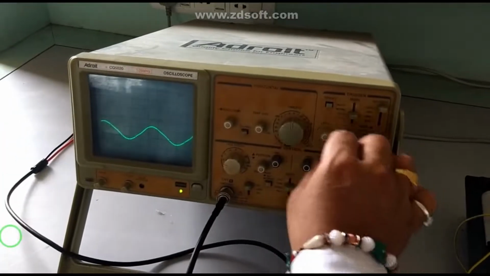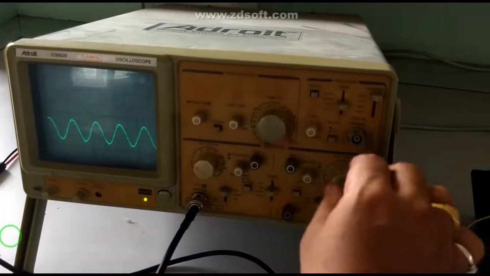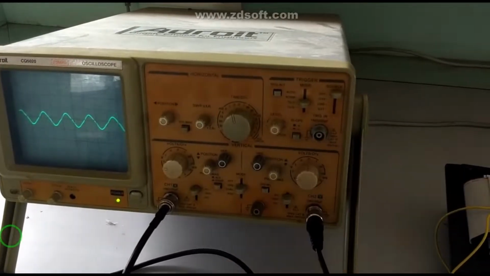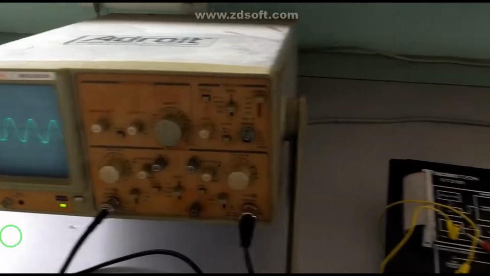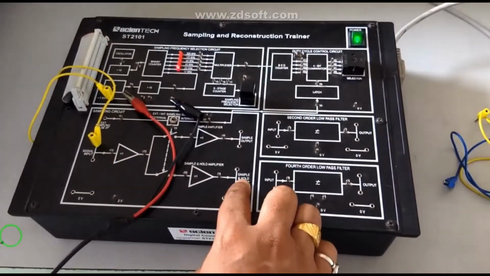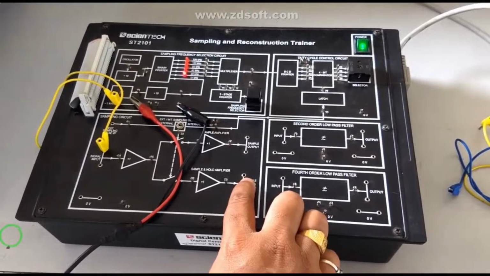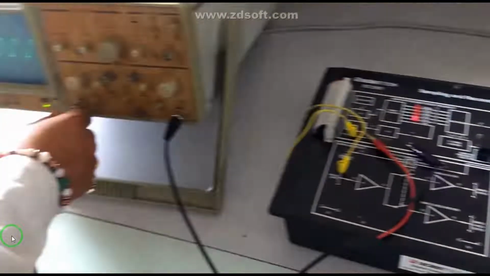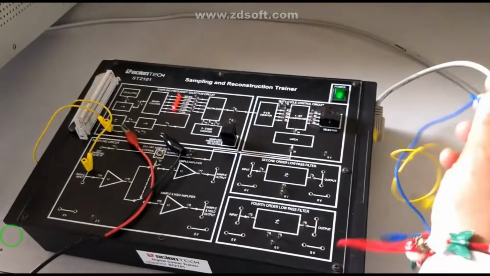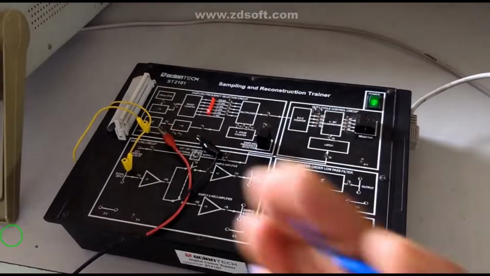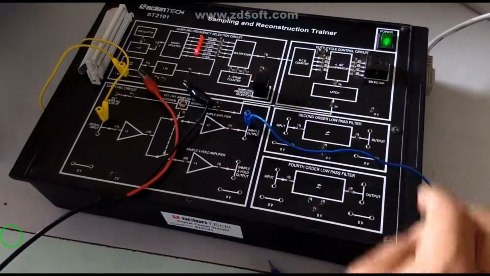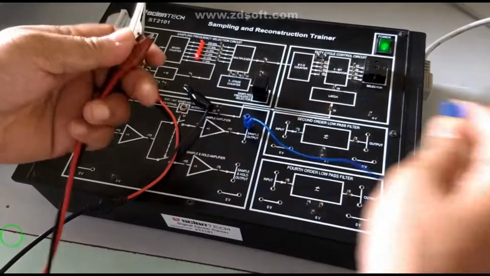And you can observe it. This is your analog wave that we want to sample. So now guys, we are going to see the sampled output, the output of the sampler. For that purpose we can take the second channel and connect it to the output of your sampling amplifier. So this is your sample output.